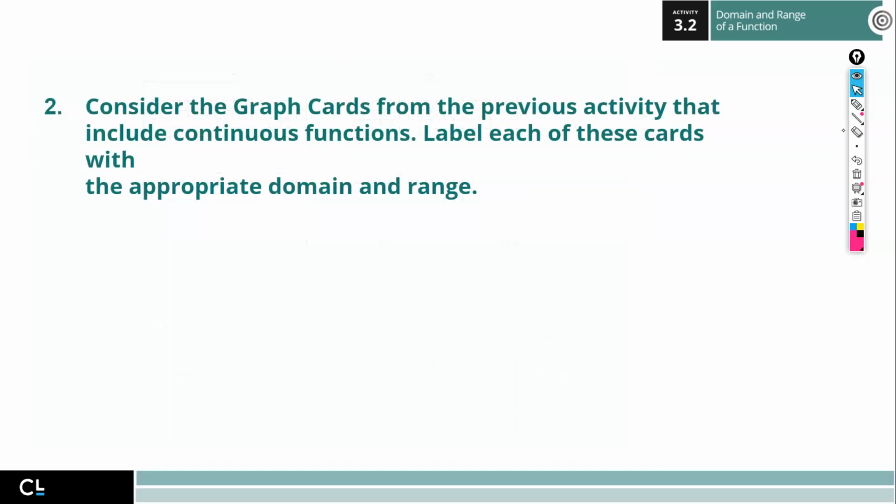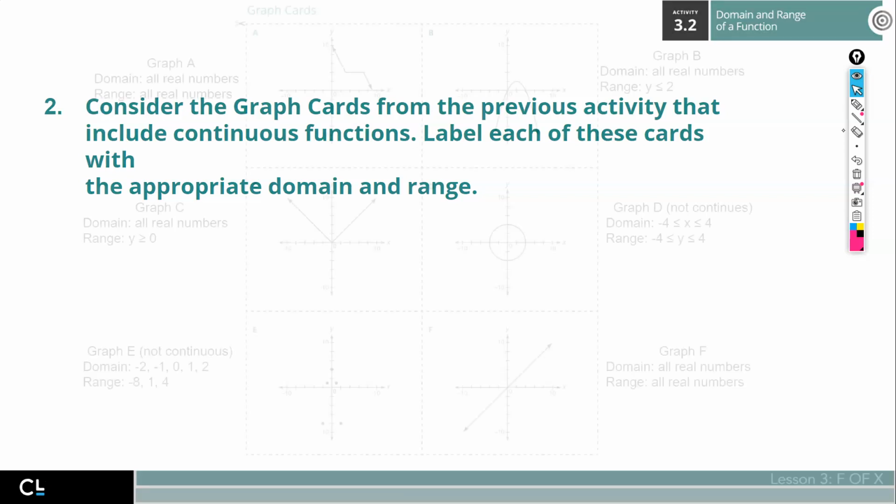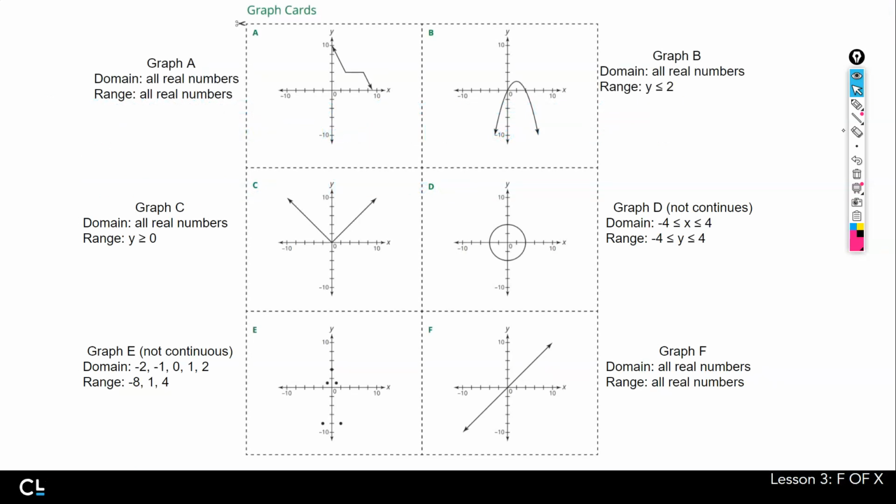Consider the graph cards from the previous activity that include continuous functions. Label each of these cards with the appropriate domain and range. So I want you to pull out the graph cards that are continuous, not discrete. Remember, continuous are not broken. Discrete is broken. I did mine a little different. I wasn't able to pull out the cards to show you, so I just took the first set of cards.